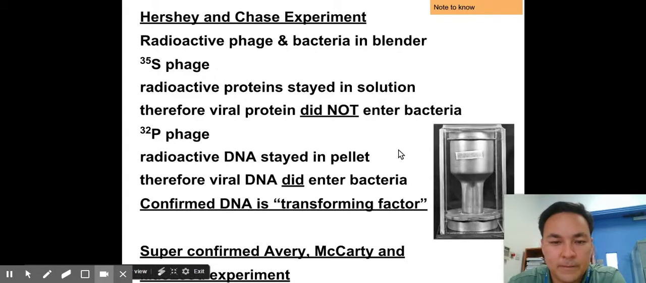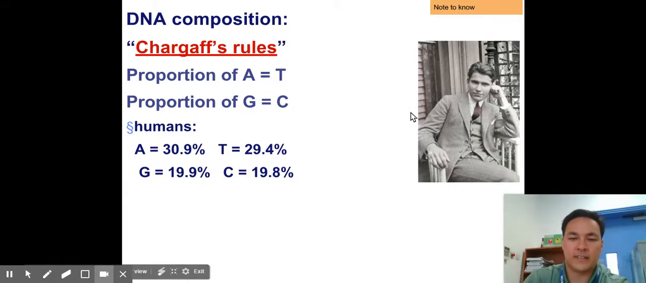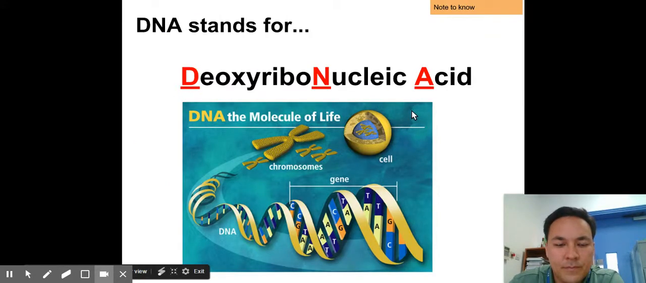All right, there's another person named Erwin Chargaff, and he showed that the amount of A bases, adenine, is always equal to the amount of T bases in an organism. Here's thymine, and guanine and cytosine are paired up. This helped to lay the framework for Watson and Crick and Rosalind Franklin.